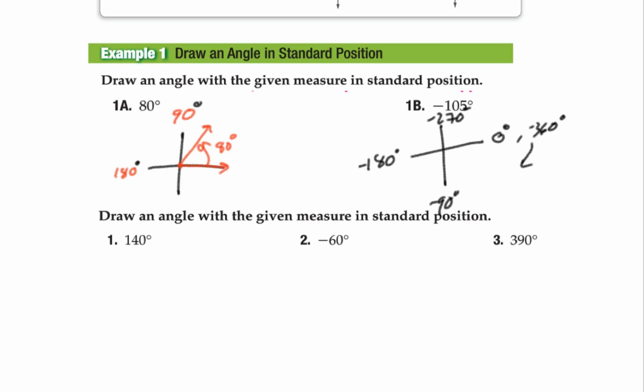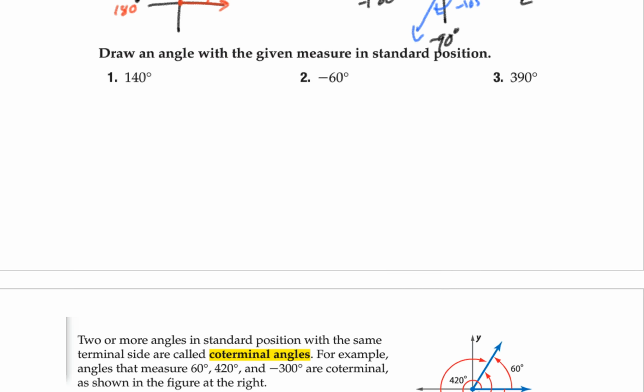So that's the idea. If I want negative 105, here's negative 90, here's negative 180. It's in between these two. Again, I just care to get in the correct quadrant. That's all that really matters to me. Negative 105. We'll deal with the rest of that later. Let's draw a couple more in standard position.